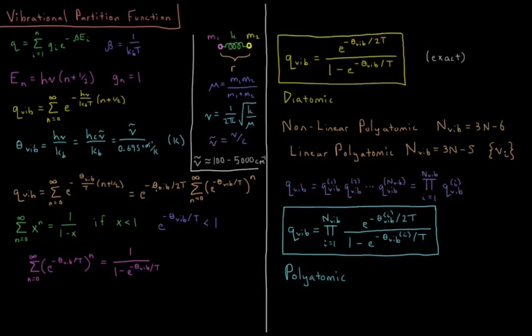We get e to the minus theta vib over 2T times the sum from n equals 0 to infinity of e to the minus theta vib over T, to the n. So e to the kx is equal to e to the x, to the k. So I've factored out this to the n here. Now this is a rare case where this is a sum that we can actually carry out. The sum from 0 to infinity of x to the n is equal to 1 over 1 minus x if x is less than 1. So e to the minus theta vib over T, where theta vib is a positive number, T is a positive number.